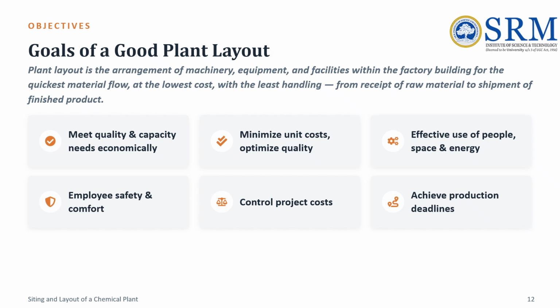Goals of a good plant layout. A good plant layout aims to achieve both safety and productivity. The major objectives of good plant layout include meeting production capacity requirements, producing quality products economically, effective utilization of manpower and space, improving worker safety and comfort, controlling project costs, and meeting production schedules and deadlines. A well-designed layout increases productivity while reducing operating costs and accident risks.